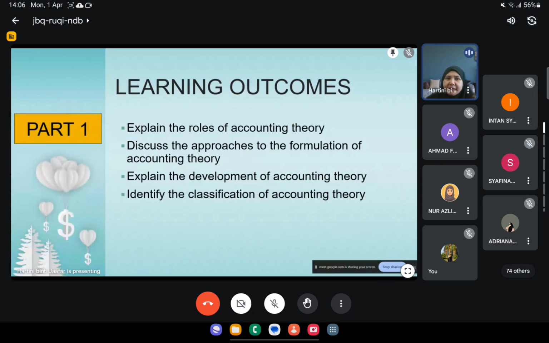Okay, so for the first part, these are the learning outcomes. We are going to revisit the roles of accounting theory, although you have learned a little bit in chapter 1 regarding the purpose. So what are the purposes, what are the objectives of learning accounting theory? Because maybe you thought to yourself that accounting theory is a dry topic, and it doesn't really contribute to your development as an accounting student.